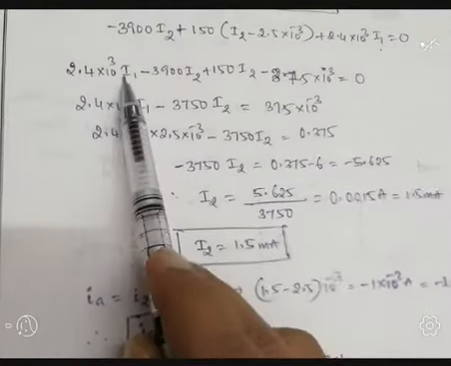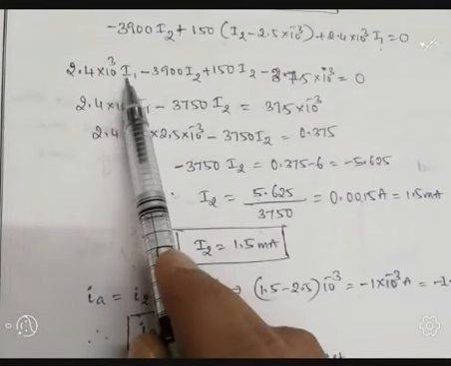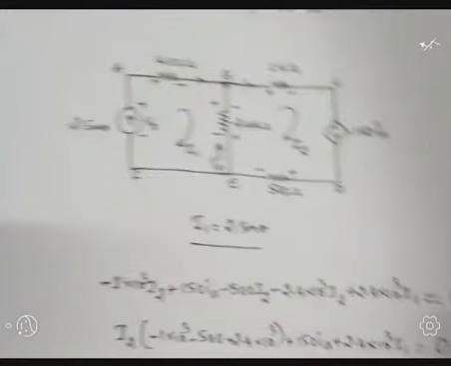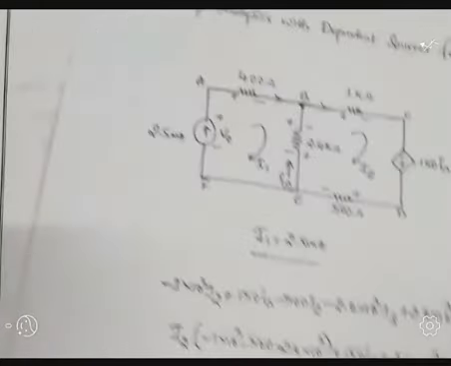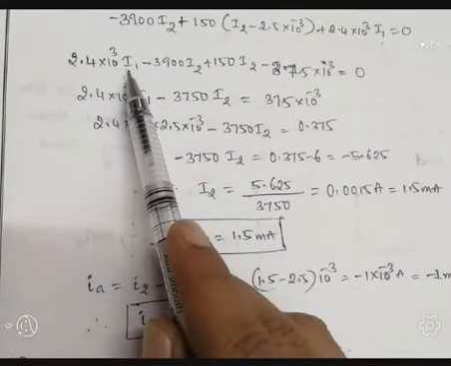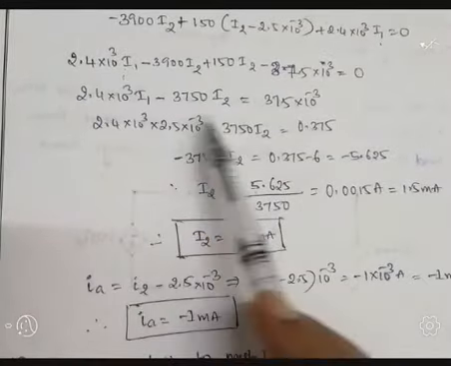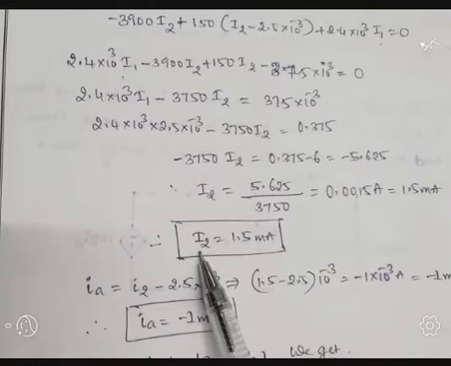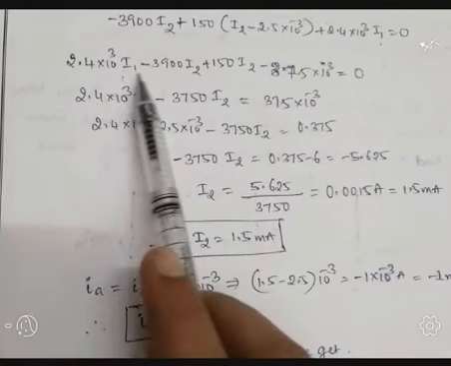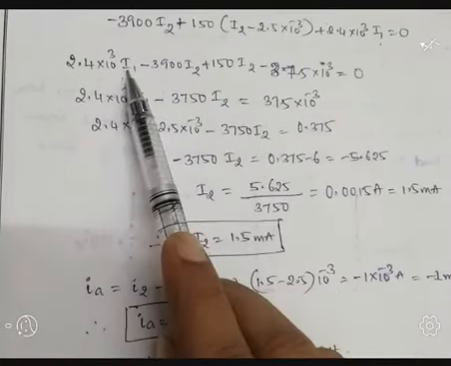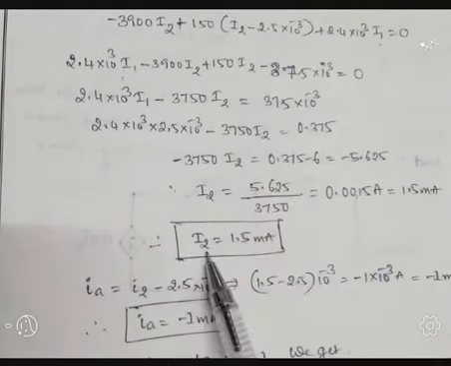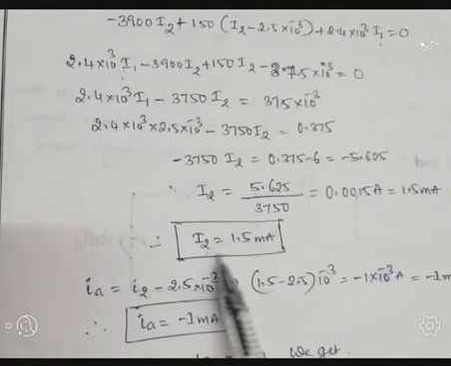Because we know the value of I1. I1 is how much? 2.5 milliamperes. Already we have written, correct, I1 equal to 2.5 milliamperes. Wherever I1 is there, substitute I1 equal to 2.5 milliamperes, and everything is known. Only one unknown is there, that is I2. In this equation, you can observe I1 is there, I2 is there. So I1 we already know, that is 2.5 milliamperes. Substitute and do the simplification, and we are getting the answer as I2 equal to 1.5 milliamperes.